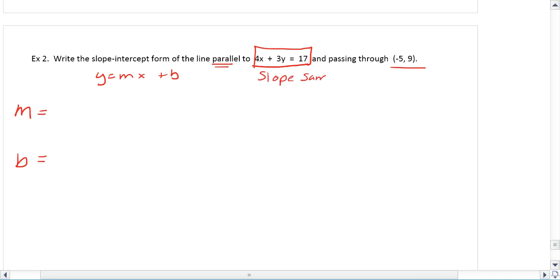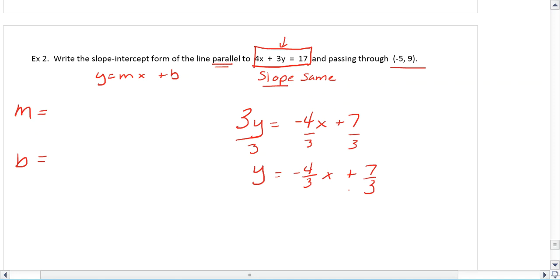So if I can swipe the slope from this equation, that will be the slope I'm looking for. I do not want the y-intercept from this equation. I want the slope. So again, probably the easiest way is to solve for y. So let's start by subtracting a 4x from both sides and then dividing everything by 3. So I got y is negative 4/3 x plus 7/3. So this is what I was after. My line is parallel to this line, so their slopes are the same.